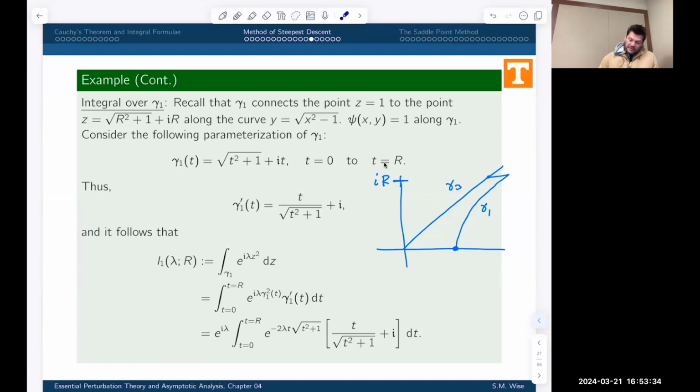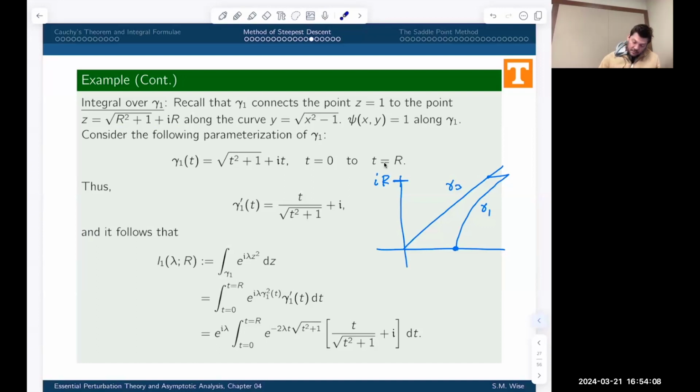So the curve is this guy, y equals square root x squared minus 1 if we want to write it as a function of x. And as we said before, psi is equal to 1 along that contour. So we need to connect the point z equals 1 to this point out here, whatever the heck that is. And I guess it's square root r squared plus 1 plus i times r.